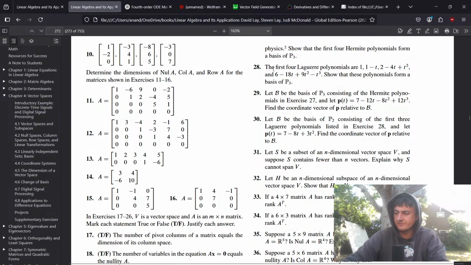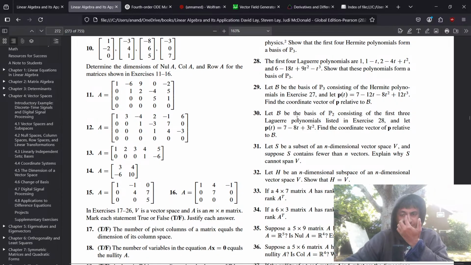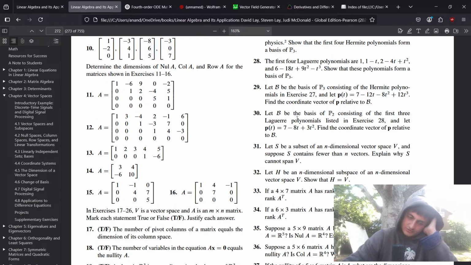All right, we'll do 27. I'm not gonna do 28. Find a coordinate. All right, we'll do 29 because it'll be fast. 30. Let B be the basis of P2 consisting of the first three Laguerre polynomials. Nah, we'll skip that one. Let S be a subset of an n-dimensional vector space, and suppose S contains fewer. Explain why it can't span it. All right, we'll do that.